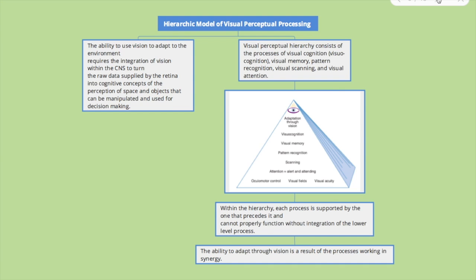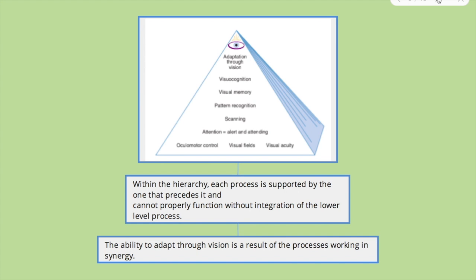Here's the hierarchy of visual perceptual processing: the ability to use vision to adapt to the environment, which requires the integration of vision within the CNS. The visual perceptual hierarchy consists of the processing of visual cognition, visual memory, pattern recognition, visual scanning, and visual attention. So it's broken down into a pyramid shape.